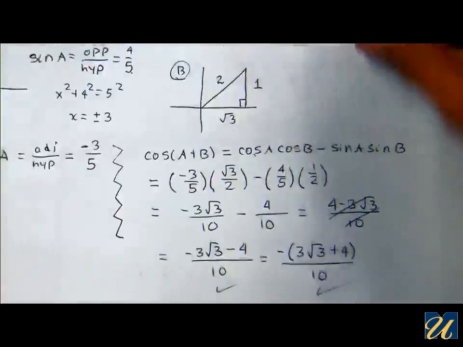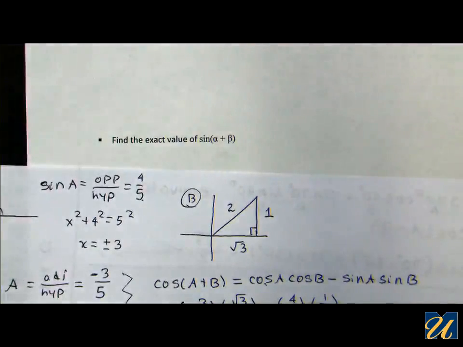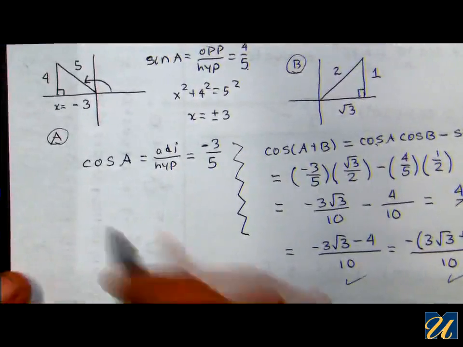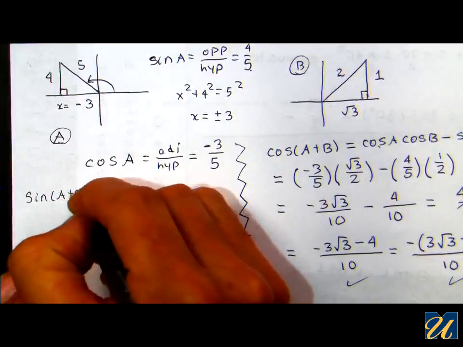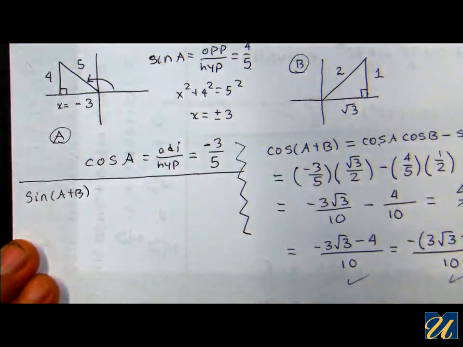Okay, let's see what's next. Find the exact value of sine A plus B. Okay, so now we need the sine A plus B expansion formula. So let's put that here. Sine A plus B. Let's get that expansion formula here.